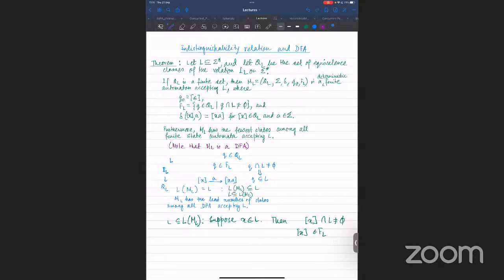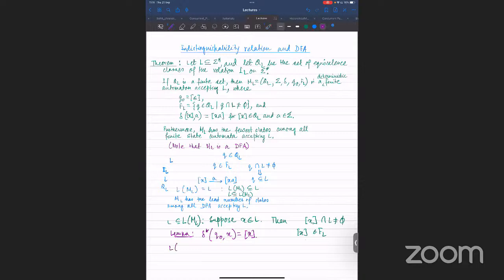And of course, there is one lemma you need to prove by induction, which is delta star of q0 comma X equals the class of X. So when you are reading this X, indeed you reach this particular state. And since X belongs to L, this equivalence class belongs to F_L. So X is in the language of the automaton, correct? This completes the proof of one direction.